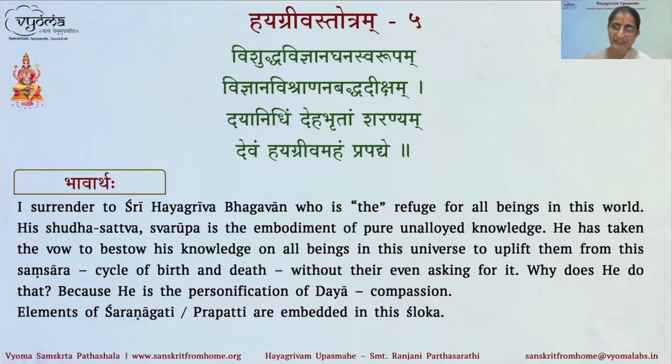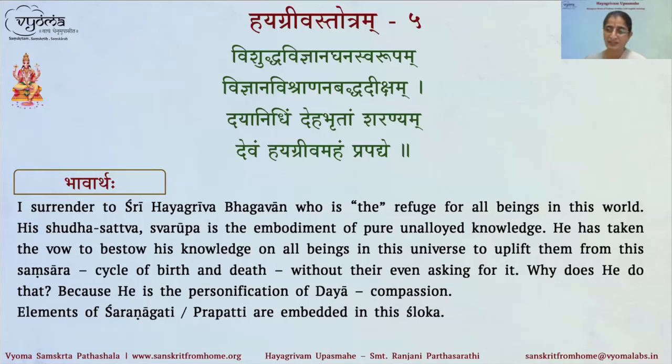Next we say the fourth phrase, Dehabritam Sharanyam Devam Hayagrivam Aham Prapadye. Deha is body, Brit is one that bears a body. Any Jivatma which has a body. It could be any body. The body could be that of an animal, a bird, or a human being. Anything. So for any being, he is the Sharanya. He is the refuge. Then why would I not surrender unto him?